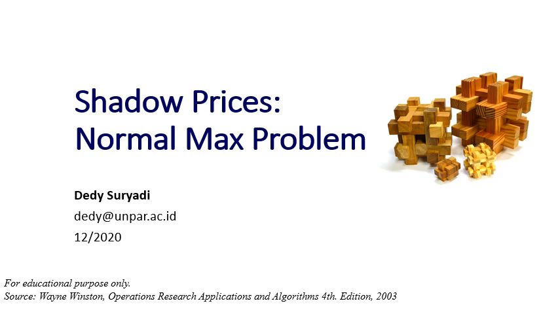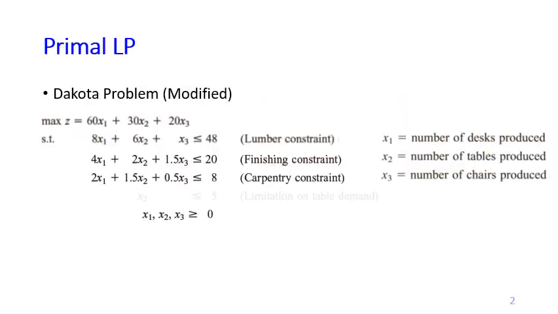In the previous video, we have seen that we may use the dual optimal solution to obtain shadow prices. So let's apply that to some examples. We are going to use the modified Dakota problem.